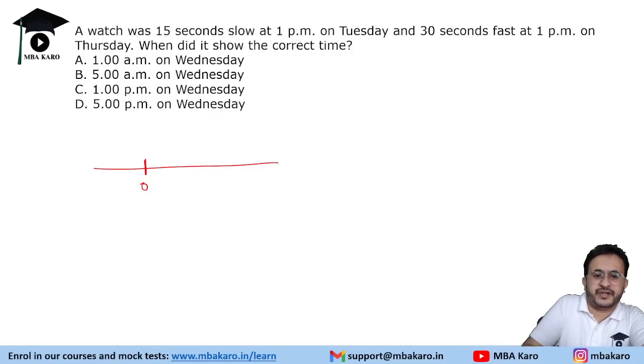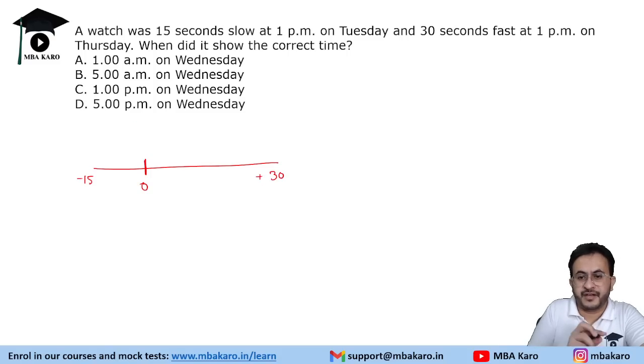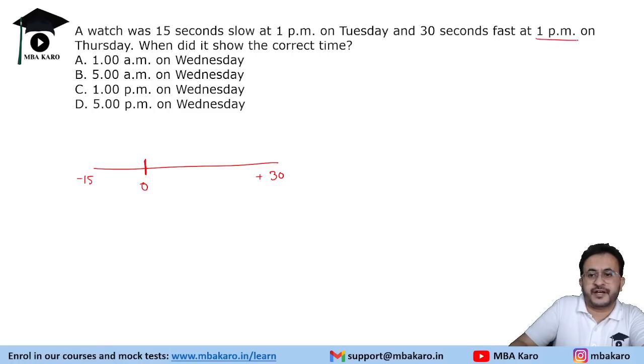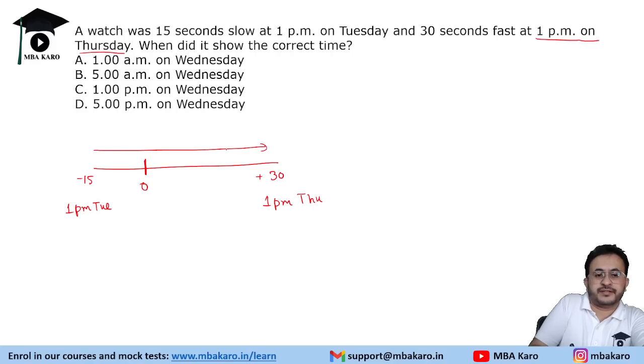Okay, so when it is slow, it is 15 seconds slow, that means minus 15, and 30 seconds fast, that means plus 30. Okay, what are those time durations? 1 p.m. on Thursday, and 1 p.m. on Tuesday. So, what is the change in timing? The change is 45 seconds.